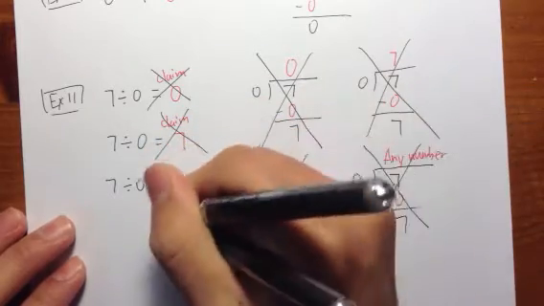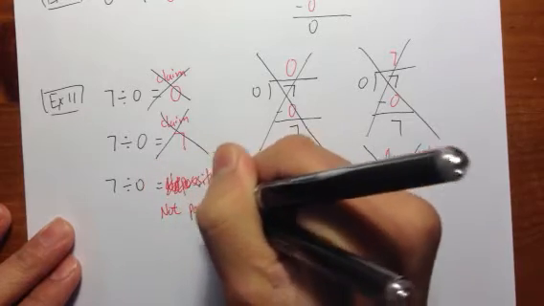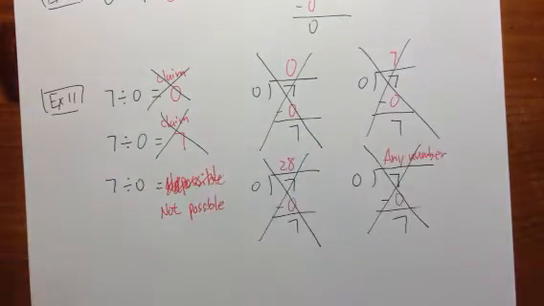Sorry, let me write this again. 7 divided by 0 is not possible.